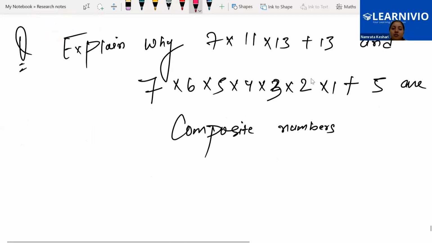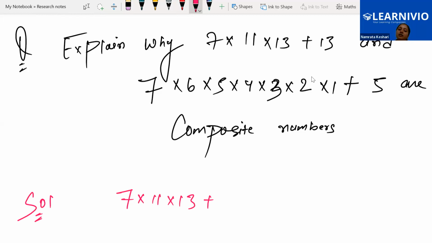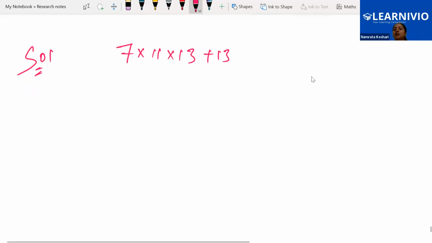So let's take the first number, that is 7 into 11 into 13 plus 13. In the question, it is already given that it's a composite number. We are supposed to explain why it is a composite number. So whenever we have such a question, if you look at the question, can you see that we can take out a common factor? Can you please let me know what can be taken out as a common factor from these two terms?